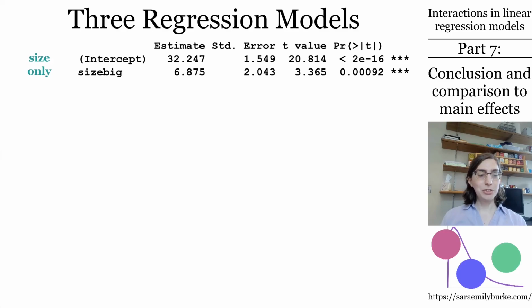It's a simple linear regression model with size predicting borks, and that's it, completely ignoring the fur type that the dogs have. So as you know, we get an indicator variable for size in R that's called size big, which is the result of the default contrasts that R applies to a factor like size, where 0 is small and 1 is big. 32.25 is the mean borks for all the small dogs, and 6.88 is the difference between that mean and the mean for the big dogs.